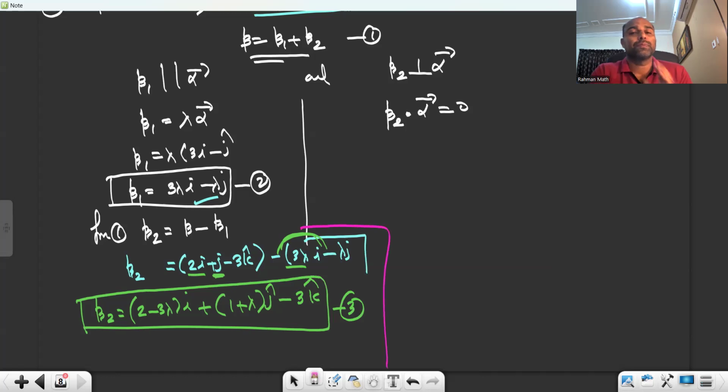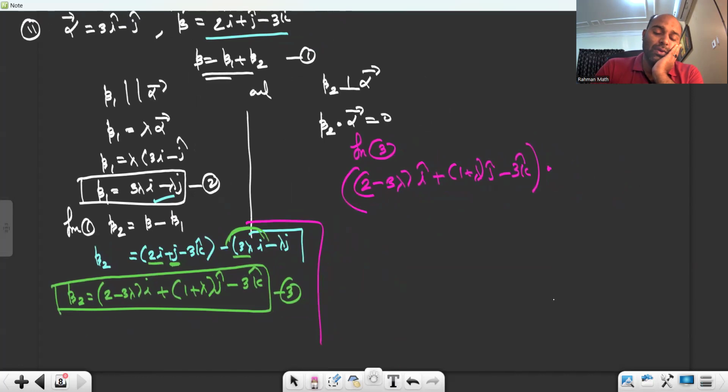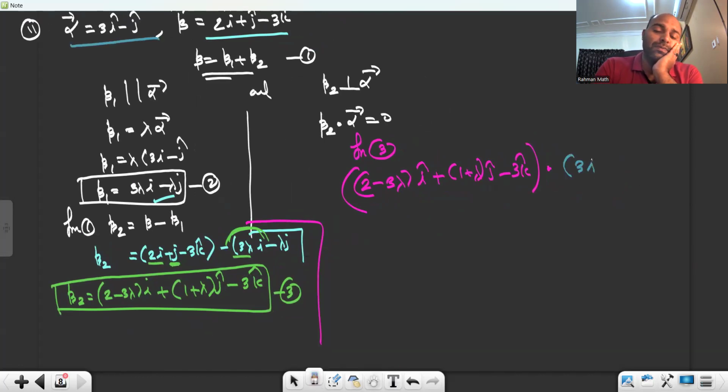This much we did. Now beta 2, I told you the second part. Beta 2 we just got from 3: (2 minus 3 lambda) i plus (1 plus lambda) j minus 3k. This dot alpha equal to 0. What is alpha? Alpha already we have, 3i minus j, equal to 0.